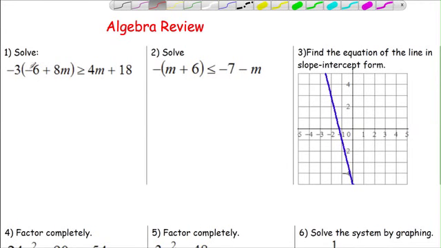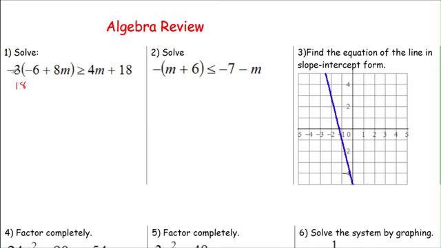So algebra review, I figure you need to see these done because I'm kind of sick of you guys missing them. -3 times -6 is 18. -3 times 8 is -24m. Greater than or equal to 4m plus 18. Alright, I'm going to get common things on the same side. I'm going to add 24m over here. And at the same time, because I'm fancy, I'm going to subtract 18.